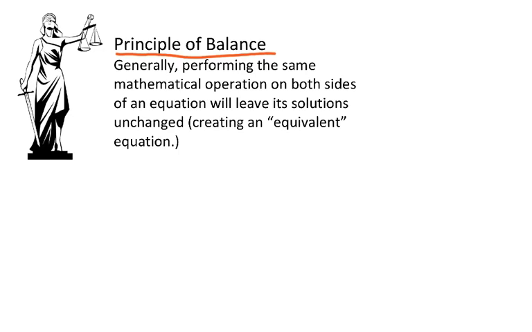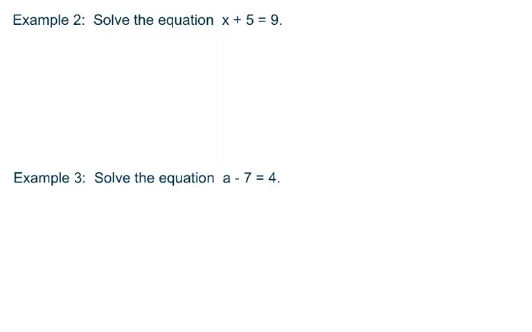So the principle of balance, performing the same mathematical operation on both sides of an equation, will leave its solution unchanged. Let's look at some simple examples of how we might do that. Suppose your equation is x plus 5 equals 9. Now that's, again, fairly simple, where you could probably just use your imagination and figure out what to substitute for x to make this true. But here is how we could use the principle of balance.